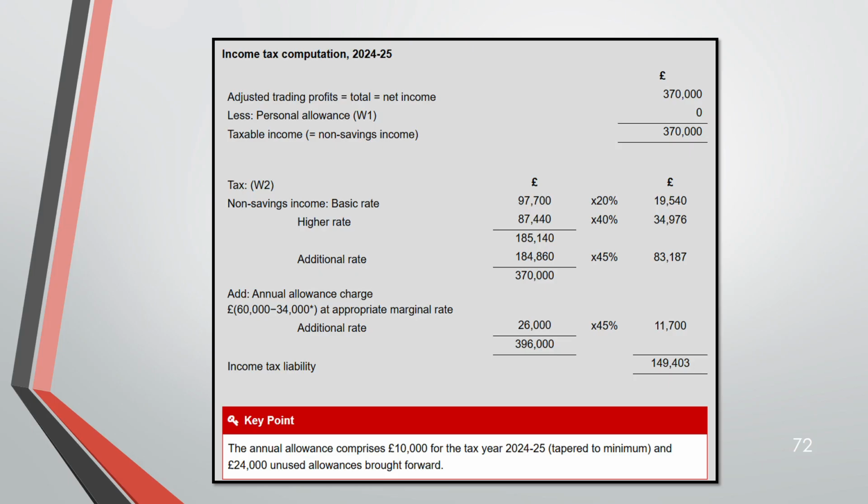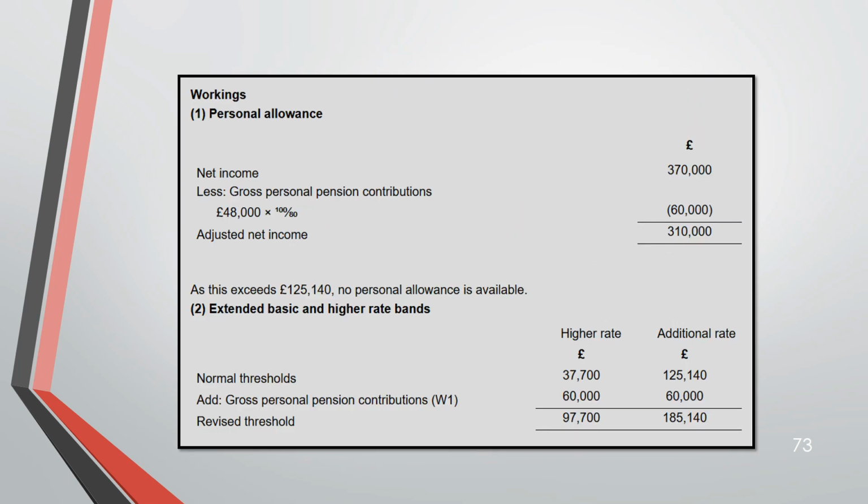So here is the answer for activity 10. We have just calculated income tax liability with the annual allowance charge, which is 149,403. In the key point, they have also mentioned how did we get 34. 10,000 from the current year, which is tapered to minimum, and 24 unused, which is given in the question. Moving on to the workings. So these are the workings for activity 10. Personal allowance is nil because adjusted net income is more than 125,140.